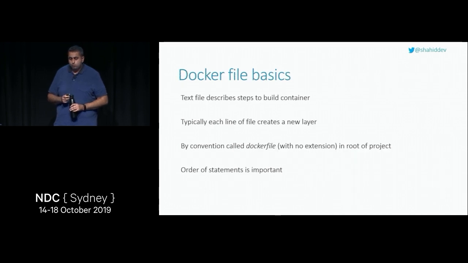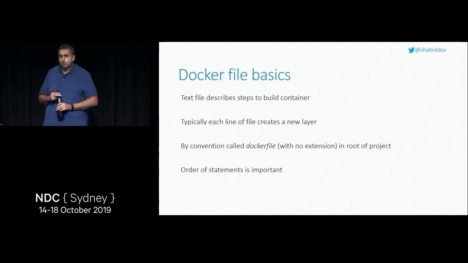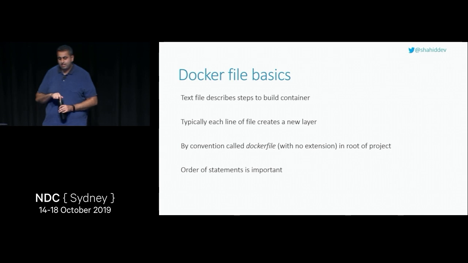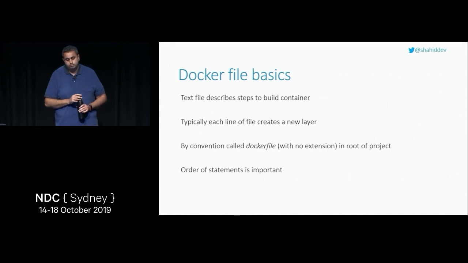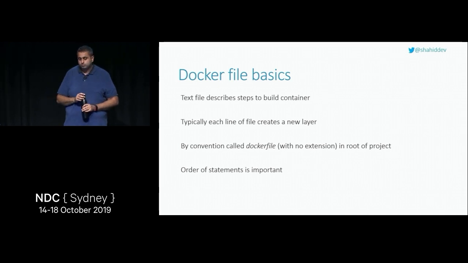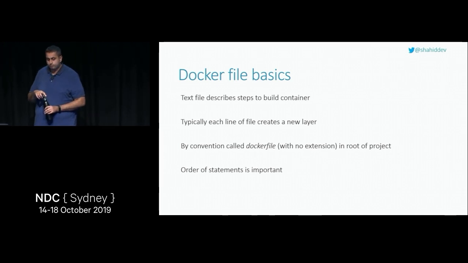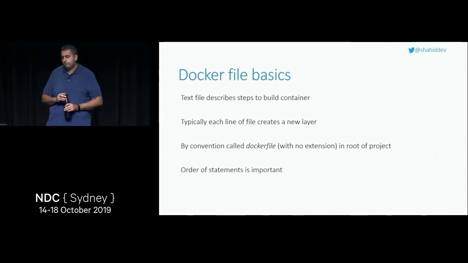So when we want to create an image, we have to create a Docker file. Essentially, a Docker file is just a text file, and it describes the steps to build a container. Each line in the Docker file will create a new layer in the image. By convention, this Docker file is called Dockerfile, has no extension, and lives in the root of the project. The order of the statements in a Dockerfile is important, and we'll have a look at why in a second.